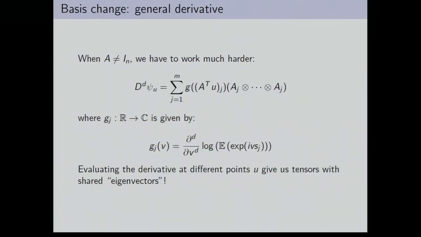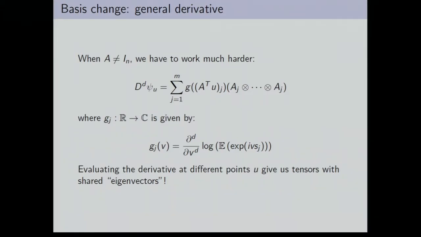If you go for the general derivatives now with the matrix A, then you have to work still harder. But what you end up with is an outer product decomposition, where the dth derivative is the sum over d outer products of the columns of A, and then some coefficient, which I'm going to call g again. Yes, g sub j, sorry. And these coefficients are dependent only on this A transpose u, sub j.